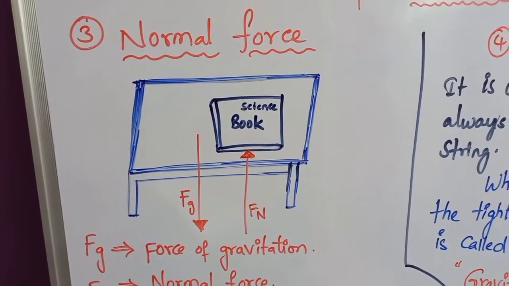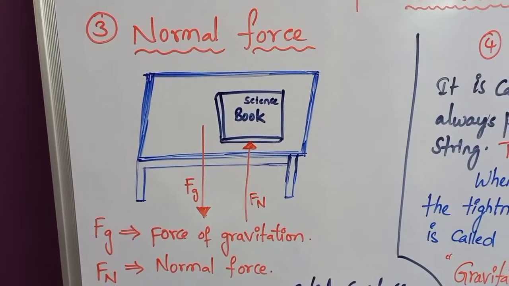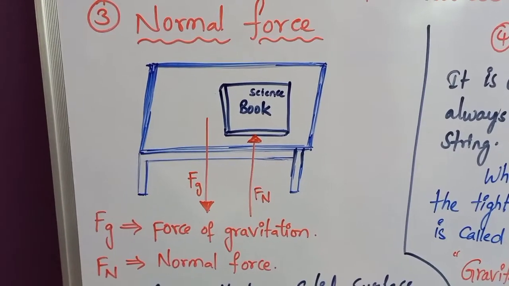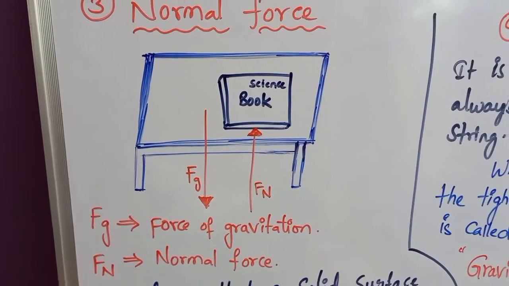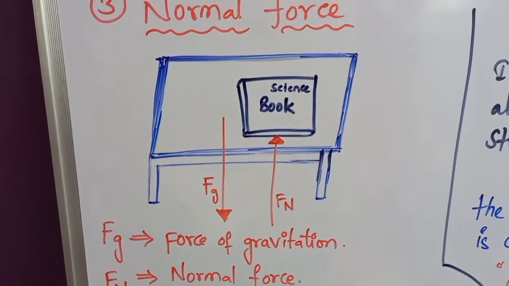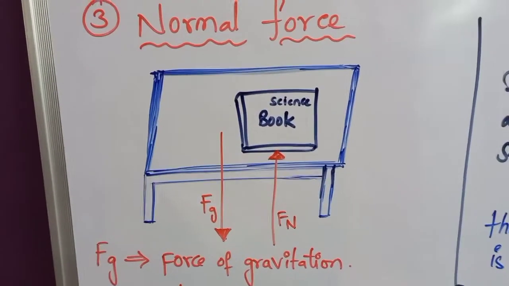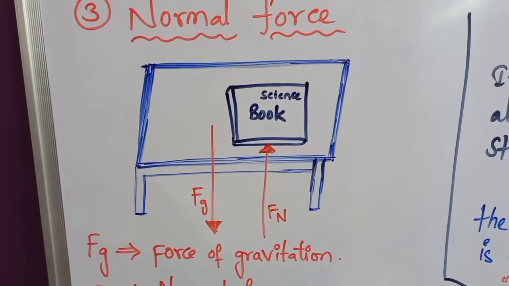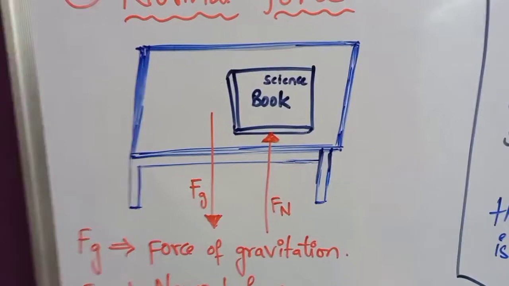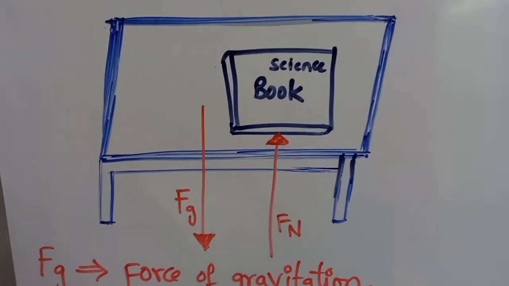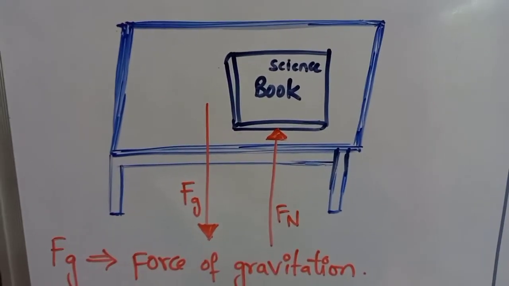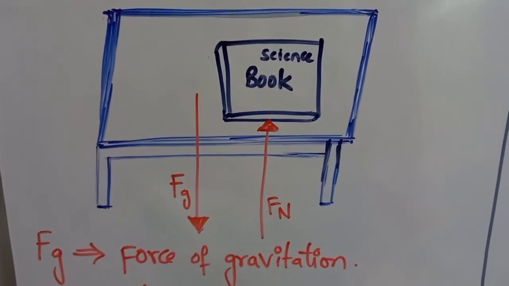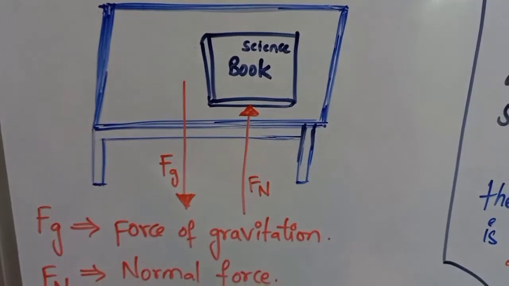Imagine that the table has disappeared suddenly by magic. What will happen then, children? The book will fall down due to the gravitational pull of the earth. The gravitational pull of the earth is always acting in the downward direction, and it is called force of gravitation. It is represented with Fg, capital F and small g. I have represented it here with an arrow mark in the downward direction. That arrow mark in the downward direction, Fg, represents the force of gravitation.